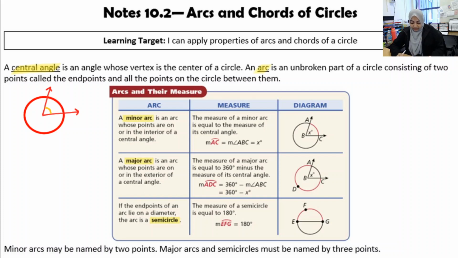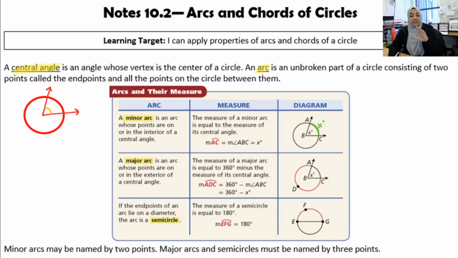So when I look at the diagram that I'm given, it says the measure of a minor arc is equal to the measure of the central angle. So measure of arc AC is equal to the measure of angle ABC, which is equal to X. So if I have my central angle, then this minor arc that's created is equivalent to this measure right over here. So this is also X degrees, okay?